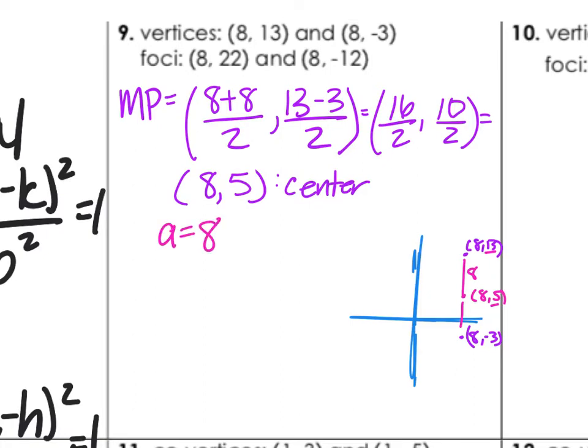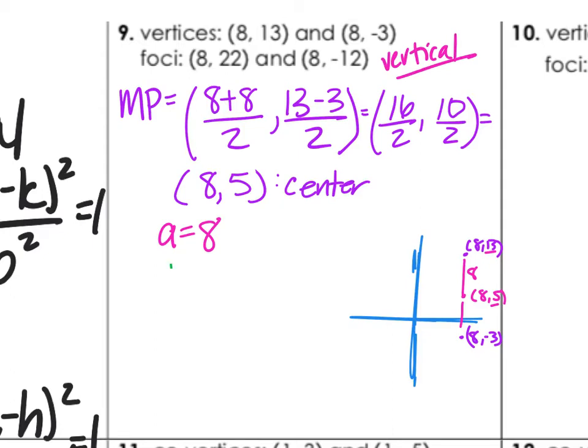We can also see that the transverse axis connecting the 2 vertices is vertical, so we know that this is a vertical hyperbola. So we're going to have to use that vertical formula. And now we need to figure out what B is. Now we can't figure out what B is because we don't have that information yet, but we do know the foci. And we can use the foci, of course, to figure out what C is.